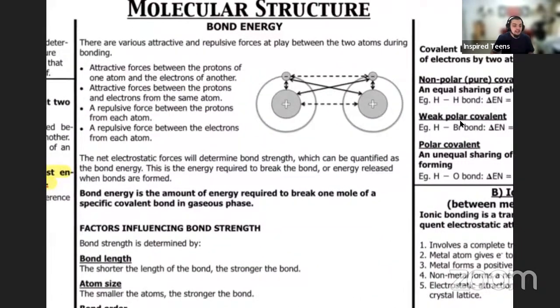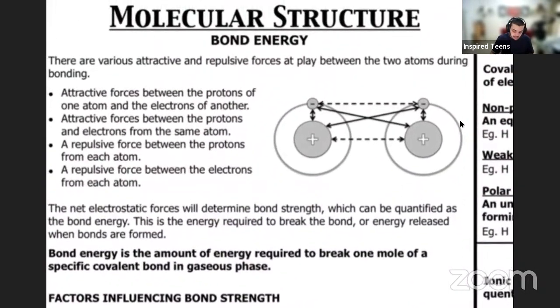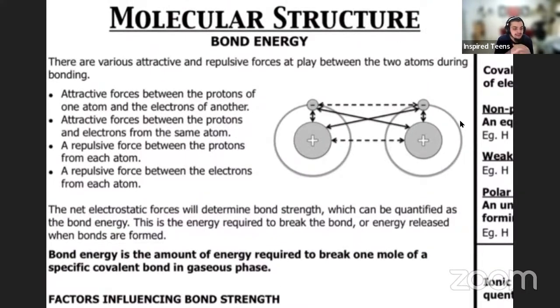There are various attractive and repulsive forces at play between the two atoms during bonding. Attractive forces between protons of one atom and electrons of another atom. Attractive forces between protons and electrons of the same atom. A repulsive force between the protons from each atom. A repulsive force between electrons from each atom. The net electrostatic forces will determine bond strength, which can be quantified as the bond energy. This is the energy required to break the bond or energy released when bonds form.